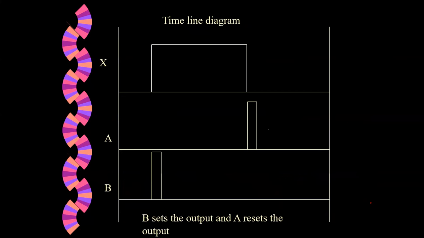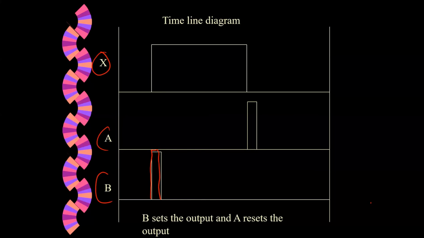Now, if I draw a timeline diagram which shows how, with respect to an input, an output will behave, a timeline diagram is the best. So, X at the top is my output. The A and the B are the two inputs. Okay, so what happens? B comes on. Just a short pulse.